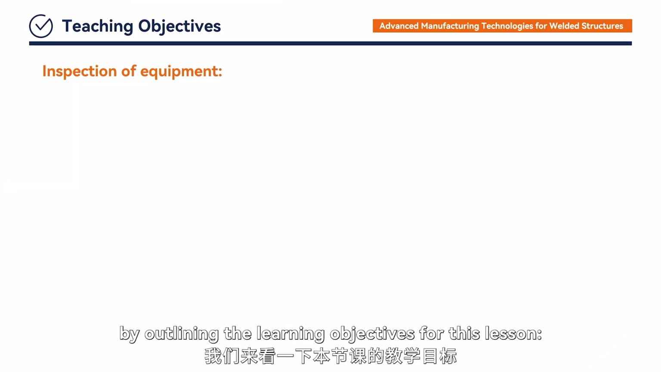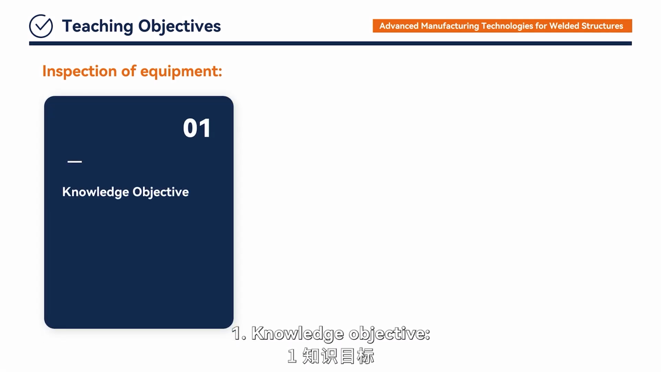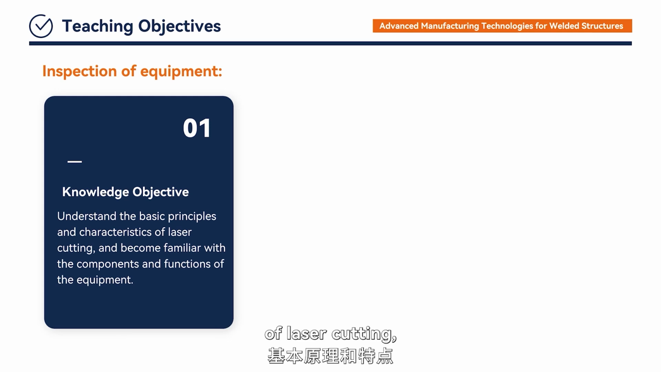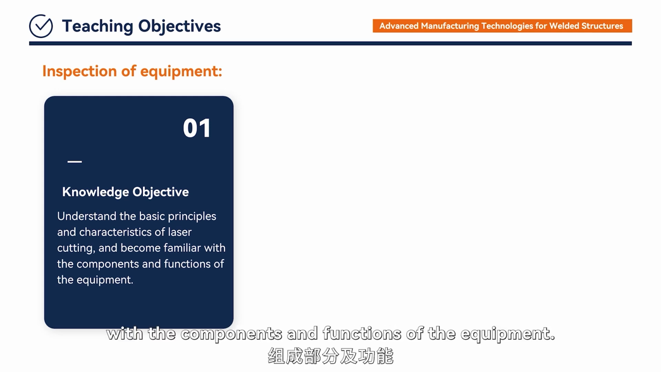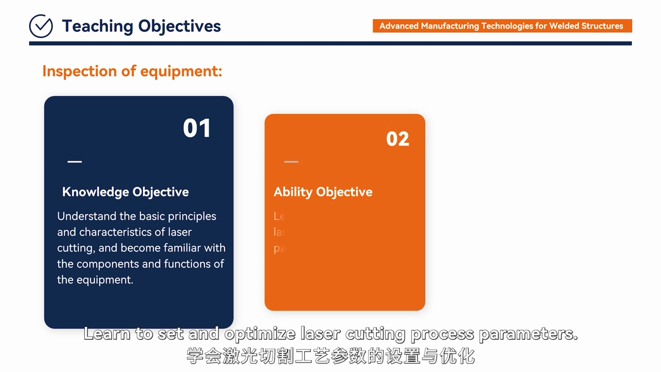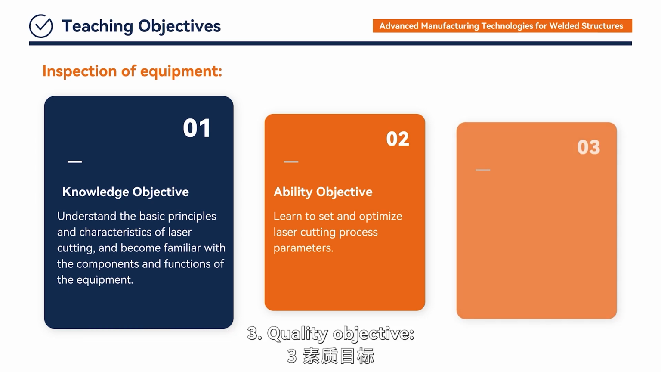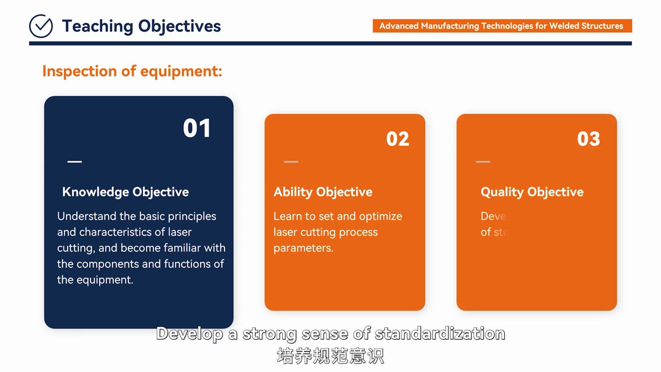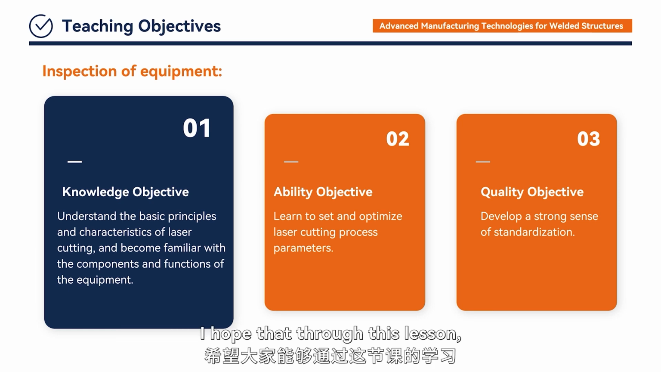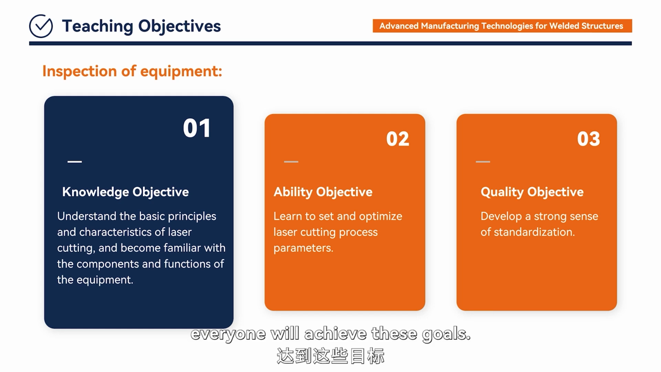Let's begin by outlining the learning objectives for this lesson. 1. Knowledge objective. Understand the basic principles and characteristics of laser cutting and become familiar with the components and functions of the equipment. 2. Ability objective. Learn to set and optimize laser cutting process parameters. 3. Quality objective. Develop a strong sense of standardization to ensure operational safety and processing quality. I hope that through this lesson, everyone will achieve these goals.